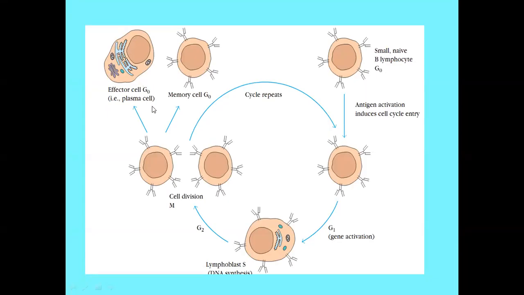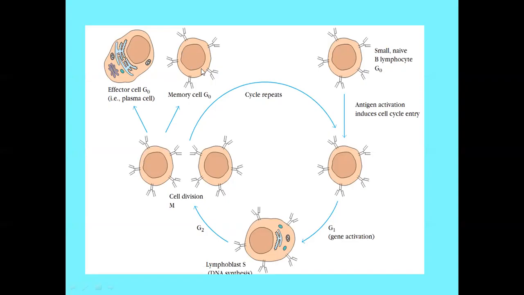Each antigen has its own specific epitope. Epitope, I'll explain during the antigen topic. So based on the type of epitope, this plasma cell will produce a specific antibody, and that antibody will react with the antigen, and it will be neutralized.